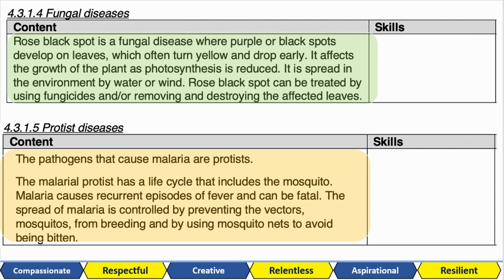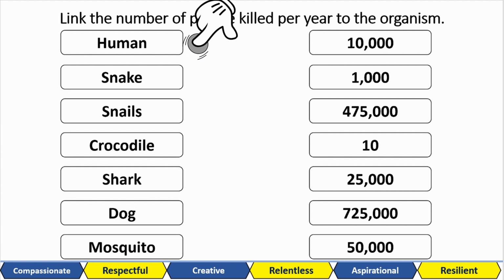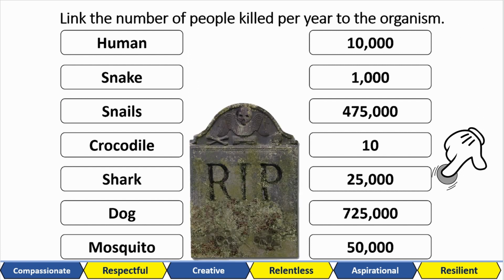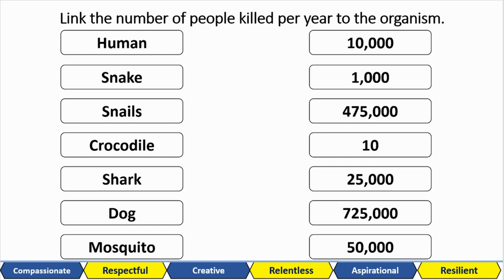Let's slide over to the protist disease. Here I have 7 different organisms, and on the right I have the number of people killed per year. Pause the video and see if you can link up the organism with the number of people that it kills per year. If you can't do all of them, try and get at least the most and the least.